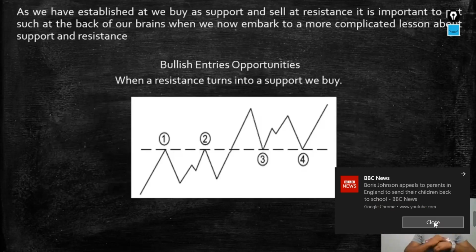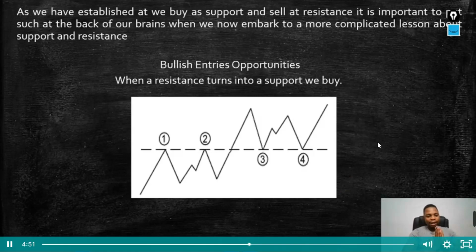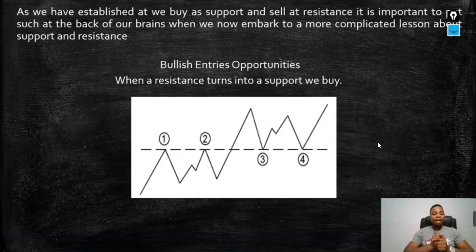Now it's gonna get a little bit complicated. Now we're gonna go deep into another strategy of support and resistance, which will become much easier for you to master if you take note of everything that I'm about to say right now. As we have established, at support level we buy, at resistance level we sell. So let us just put that at the back of our brains, and now we're embarking on a new journey, which is a bit more complicated, but it's gonna help you to master the context of support and resistance.